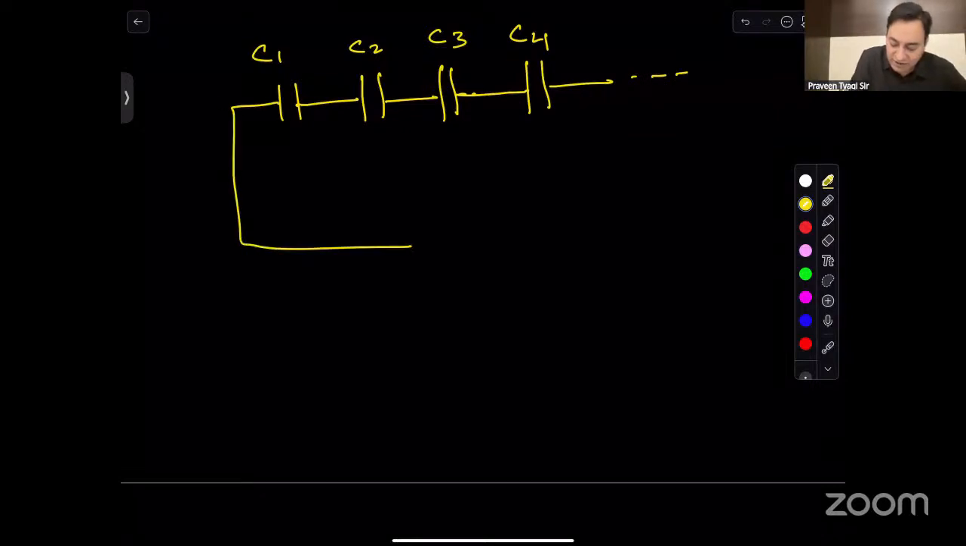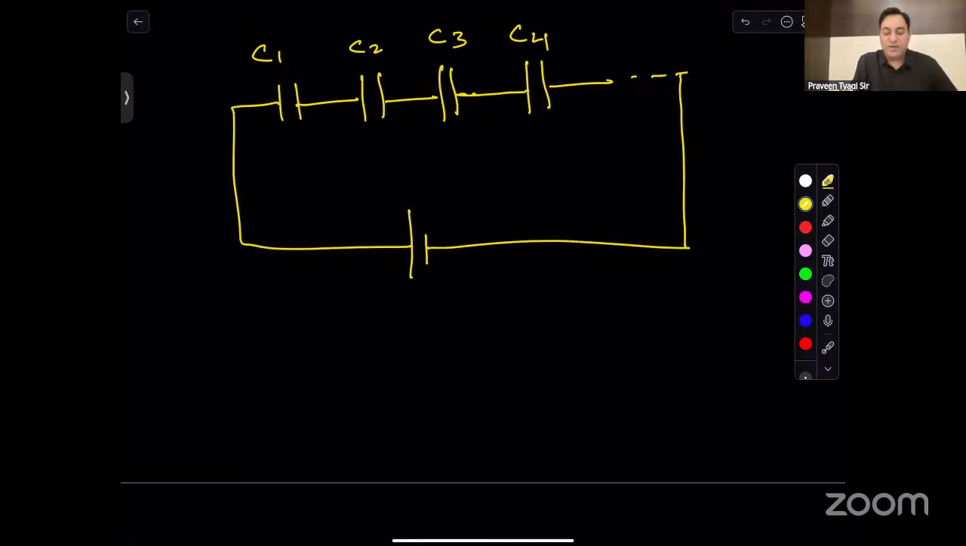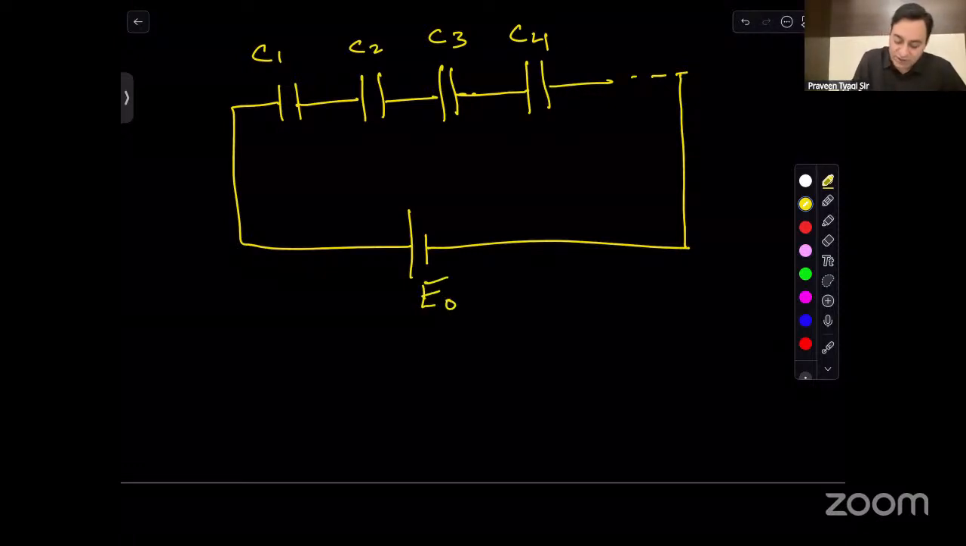And I have connected them to a battery. I want to find the result that you use for finding the equivalent capacitance, which is arriving from here only. Just see, if E naught is the battery, suppose I want to find the charge.